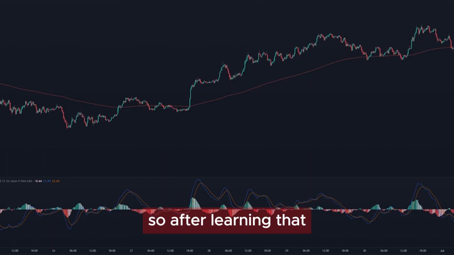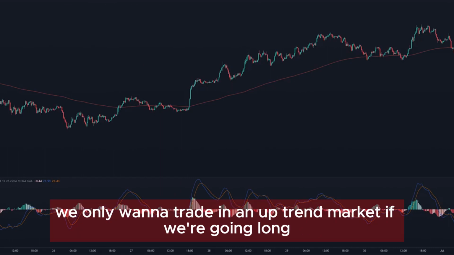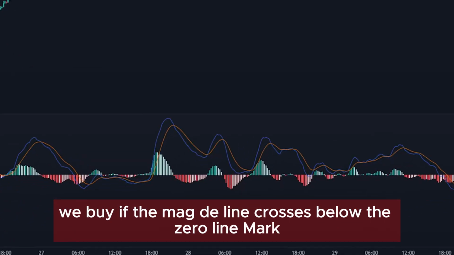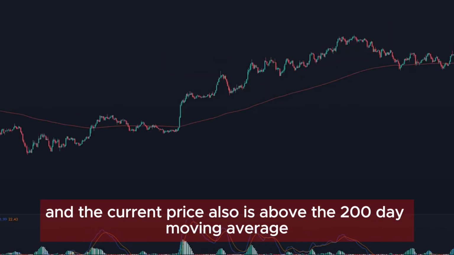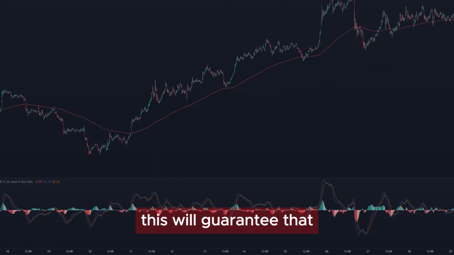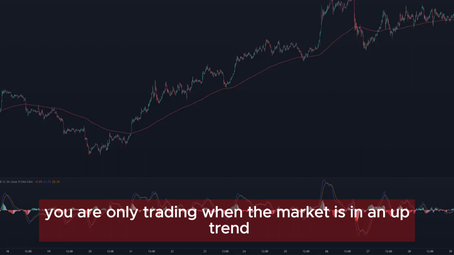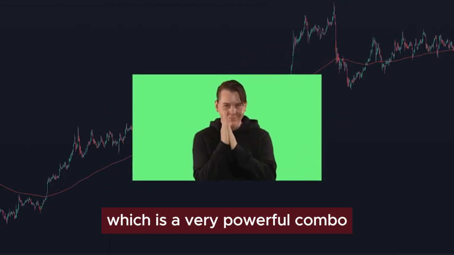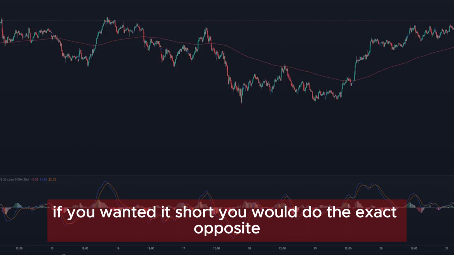So after learning that, we only want to trade in an uptrend market if we're going long, so all we have to do is put it all together. We buy if the MACD line crosses below the zero line mark, and the current price is also above the 200-day moving average. This will guarantee that you are only trading when the market is in an uptrend, which is a very powerful combo. If you wanted to short, you would do the exact opposite.